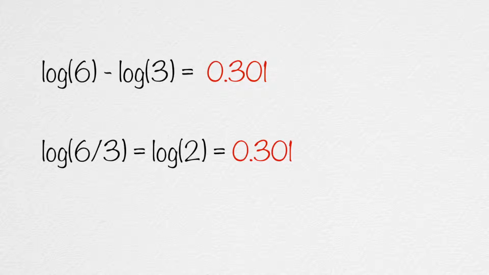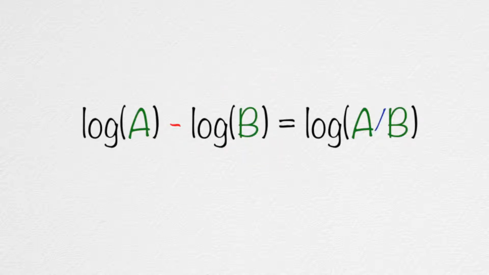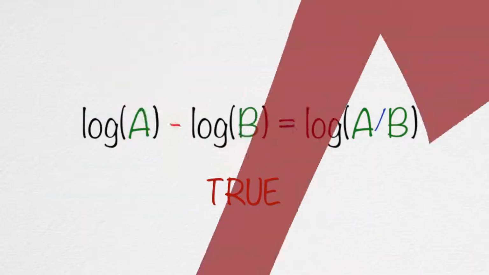The question is, is log of 6 divided by 3, which is log of 2, also equal to 0.301? And indeed it is. So we successfully demonstrated that log of a minus log of b equals log of a divided by b.